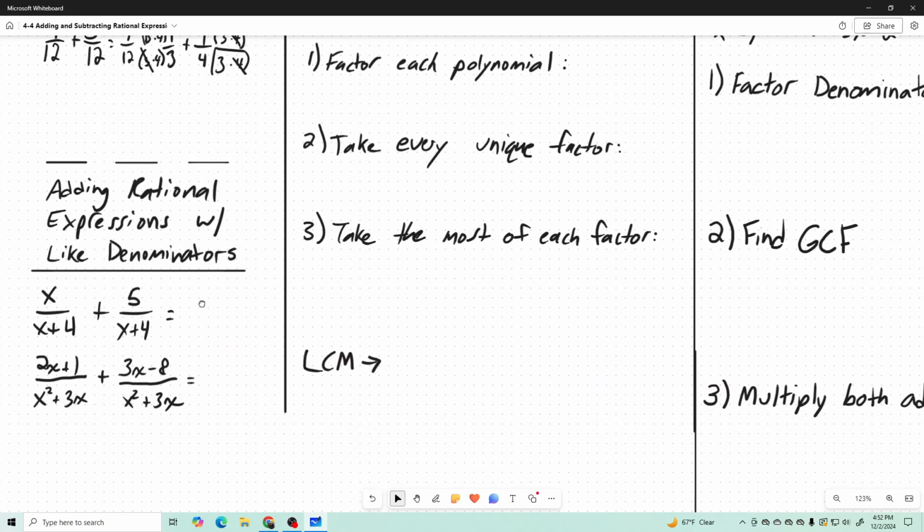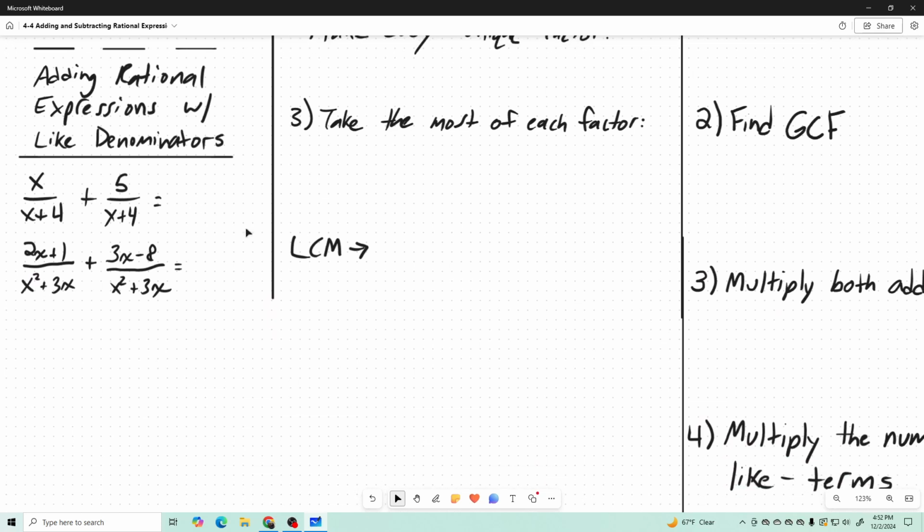All right, adding rational expressions with like denominators. Well, just like with fractions, if we have two fractions with the same denominator, we can just add across the top. So let's look at this first one. We have x over x plus 4 plus 5 over x plus 4. We have x plus 4 in both denominators, so we can simply say this is x plus 5 over x plus 4.